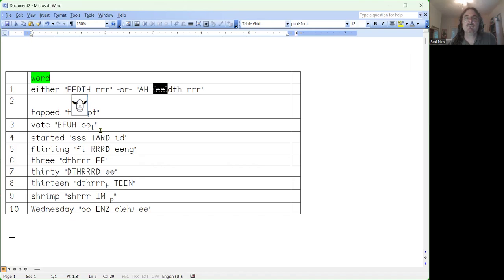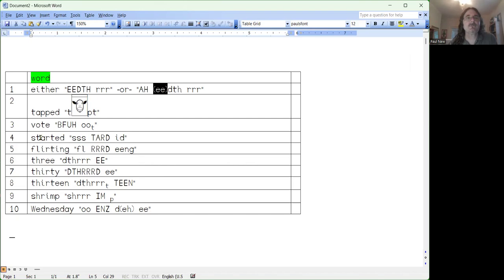And then the second part is oot. This T, your tongue is in T position, but usually we don't release it. Usually we just say oot and stop. So then we're saying V, oot, vote, vote.